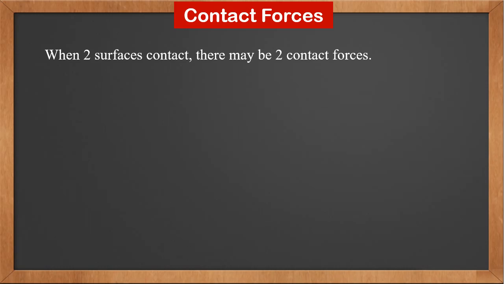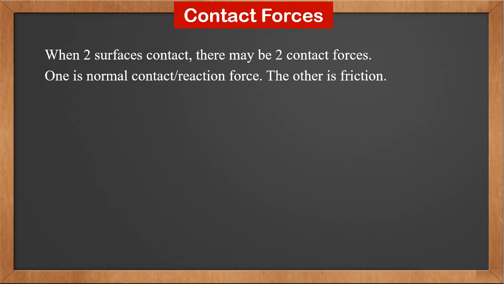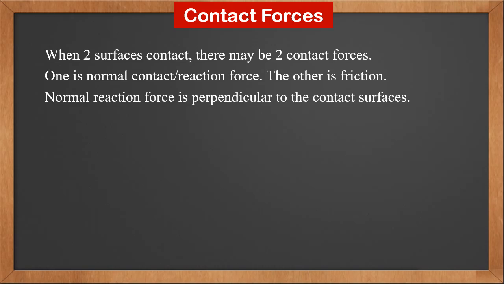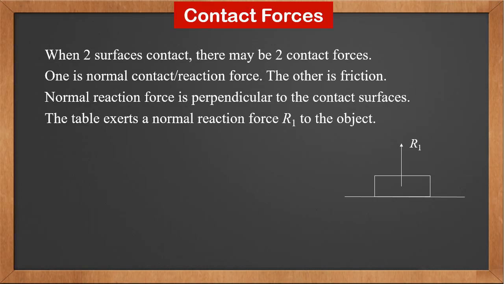When two surfaces contact, there may be two contact forces. One is normal contact, or normal reaction force. The other is friction. Normal reaction force is perpendicular to the contact surfaces. For example, this object lies on a table. The two surfaces make contact. The table exerts a normal reaction force R1 to the object.